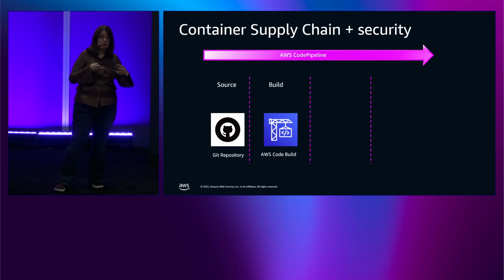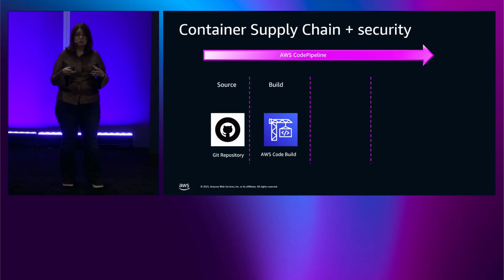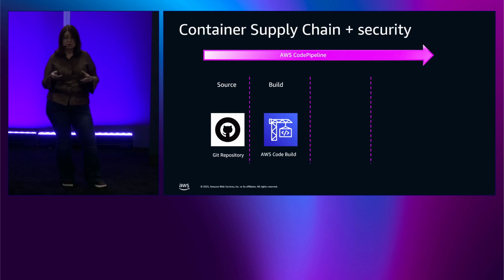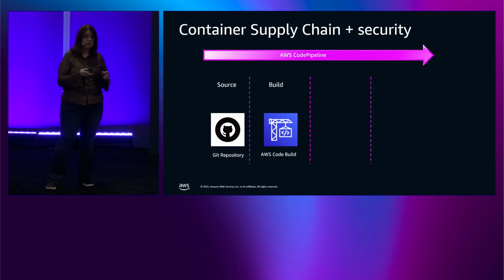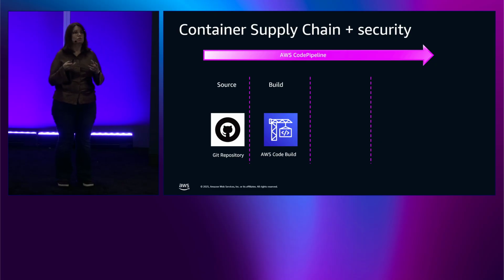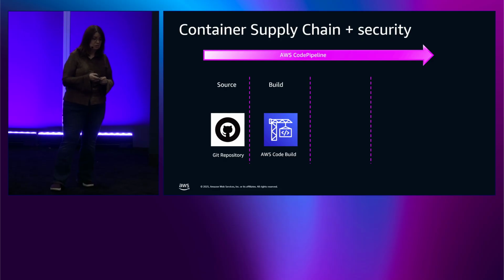Once we've got the code from your repository, we want to put this code together with the other layers to build your container image. And you could use AWS CodeBuild for that. Now at this stage, once you've built your image, you might want to sign that image to make sure that it's not changed from when you built it to when you deploy it. And you could use a service like AWS Signer to do that.